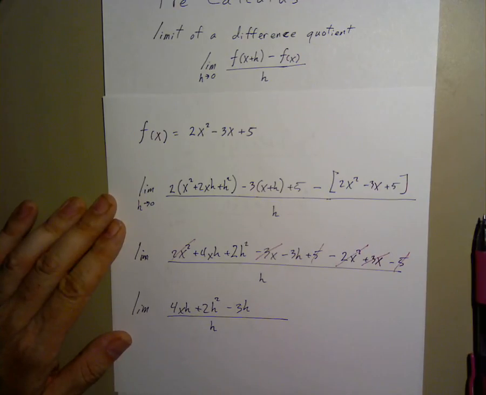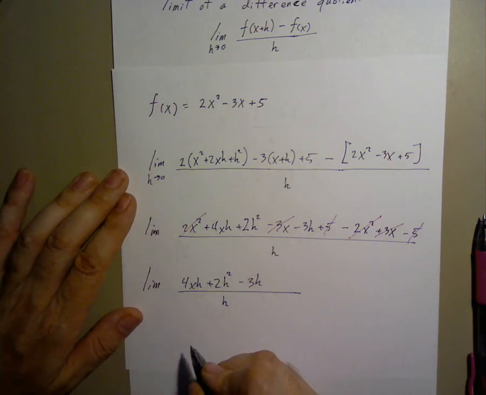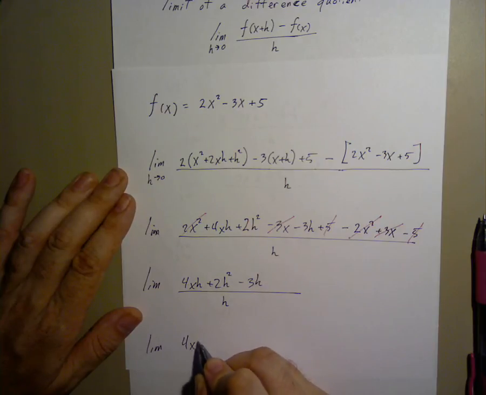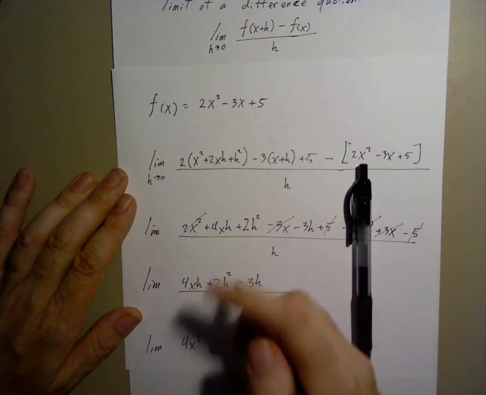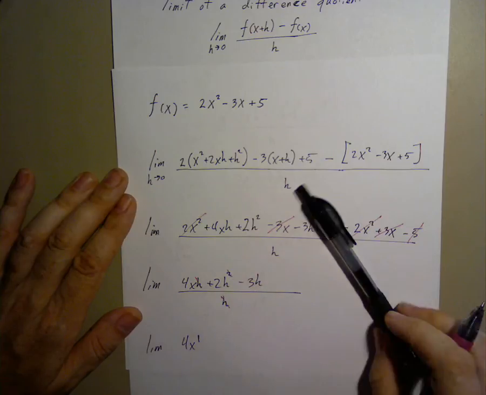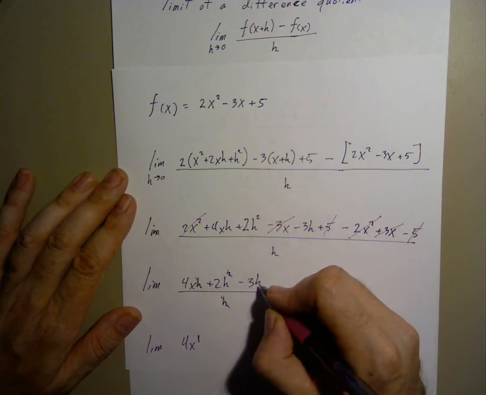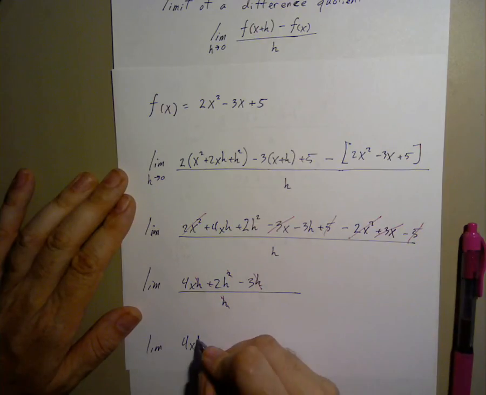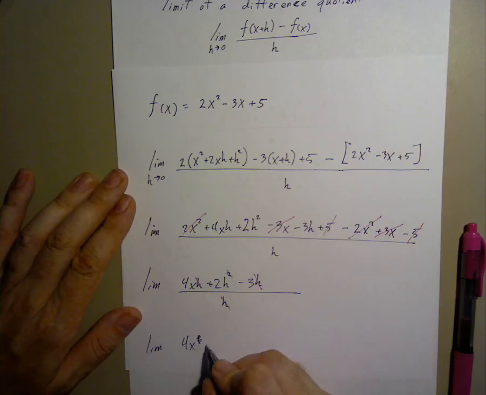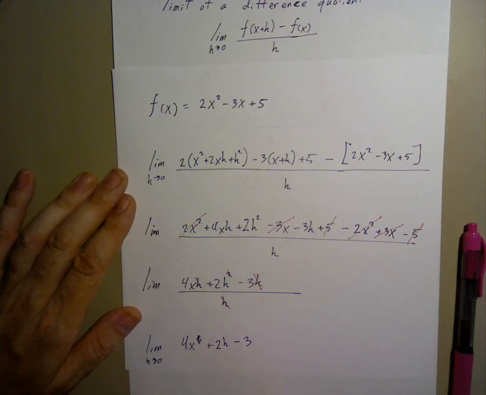To continue this problem, we next need to cancel out all the h's we can. This leaves us with 4x. The h's cancel out there, there, and here. So, 4x plus 2h minus 3. As h goes to 0, this leaves us 4x minus 3.